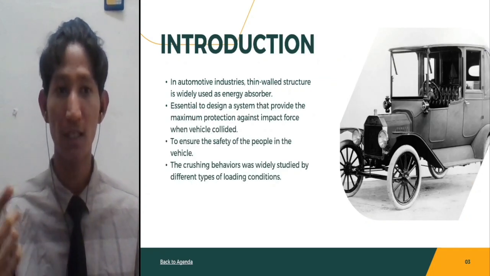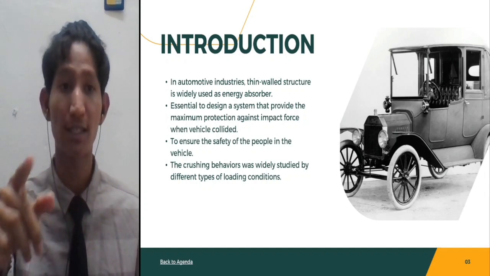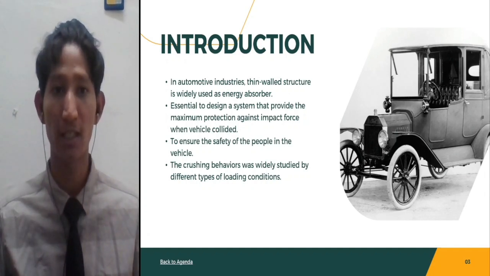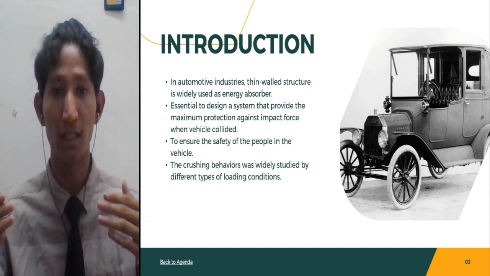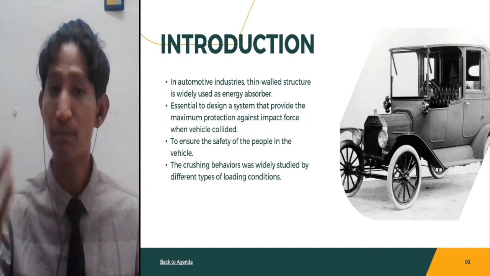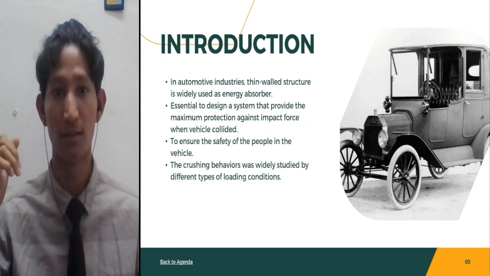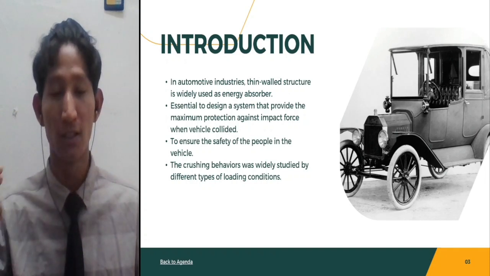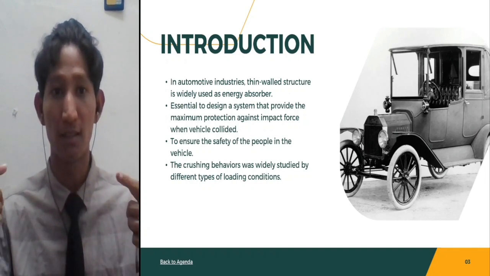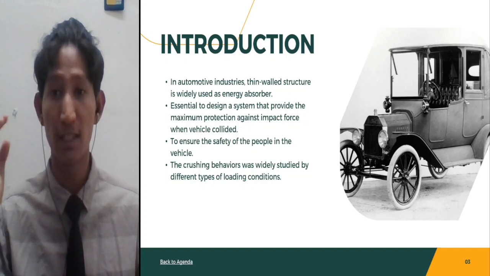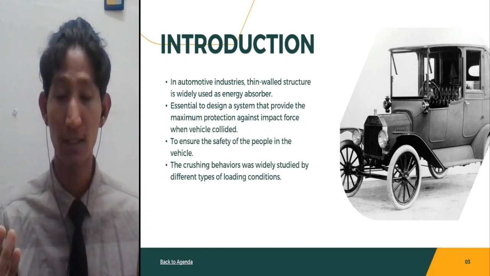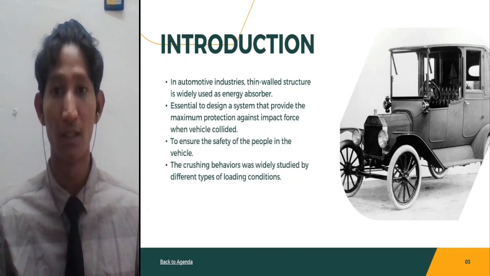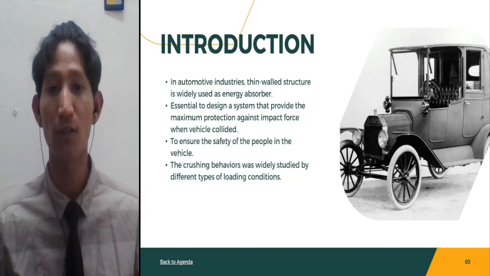Introduction. In the automotive industry, thin wall structure is widely used as energy absorber. As we can see at the car, thin wall structure is designed at the bumper of the car to absorb energy. It is essential to design a system of thin wall structure that provides the maximum protection against impact force when the vehicles collide with each other. It is to ensure the safety of the people in the vehicle.